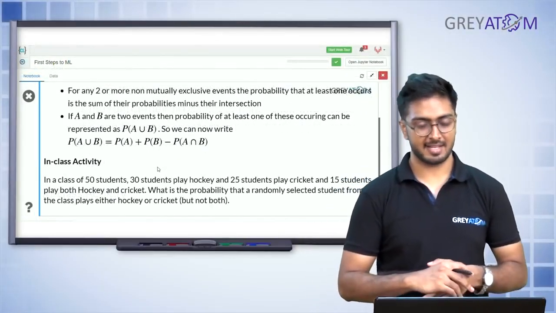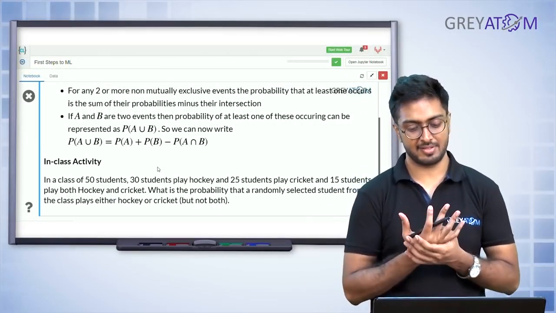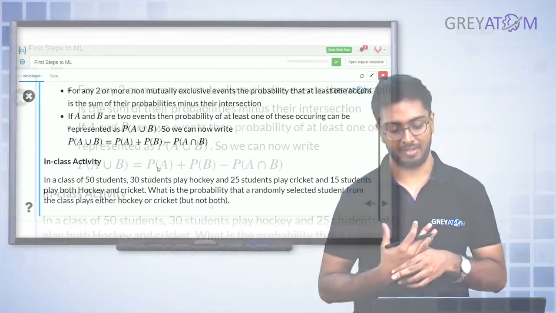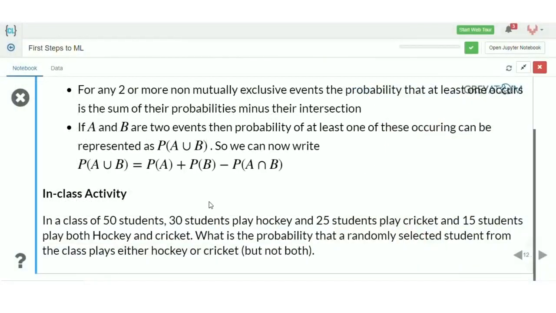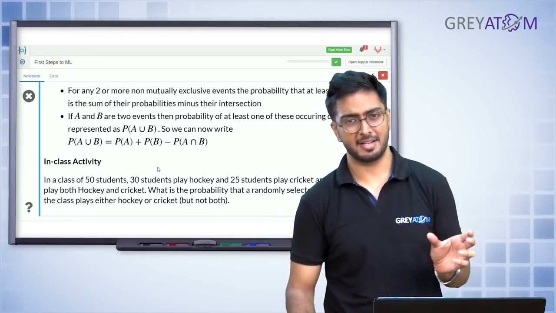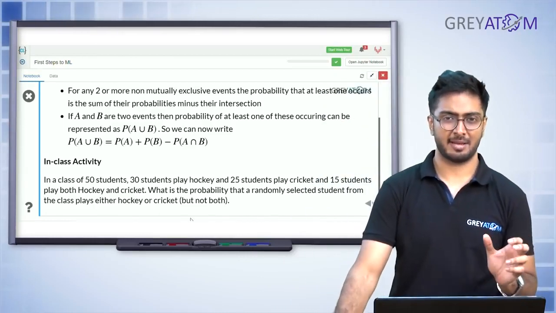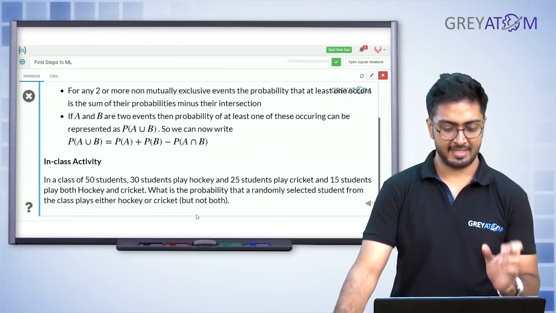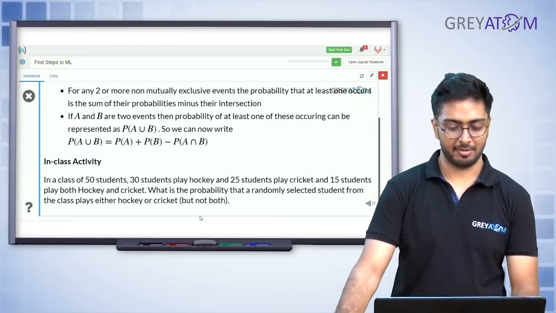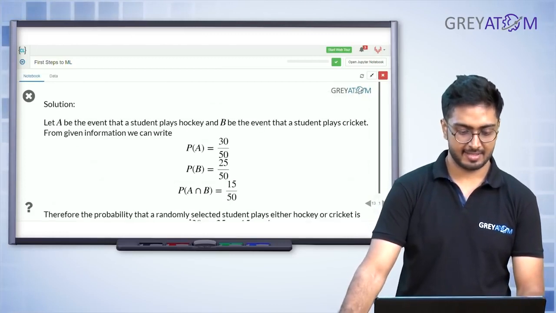Now let's do this class activity. In a class of 50 students, let's say 30 students play hockey, 25 students play cricket, and 15 students play both hockey and cricket. What is the probability that a randomly selected student from the class plays either hockey or cricket, but not both? So we are concerned about the probability that someone plays either hockey or cricket, but not both. Now let's look at this.